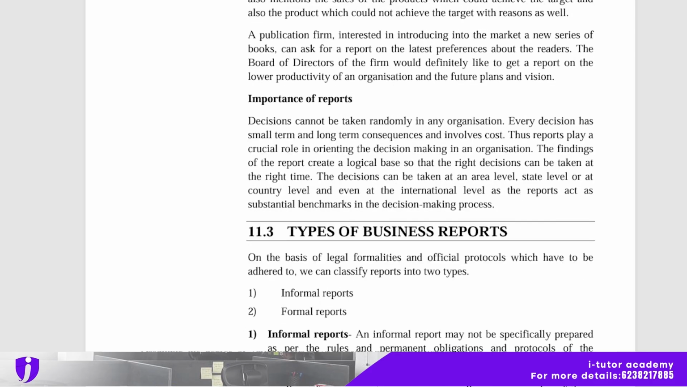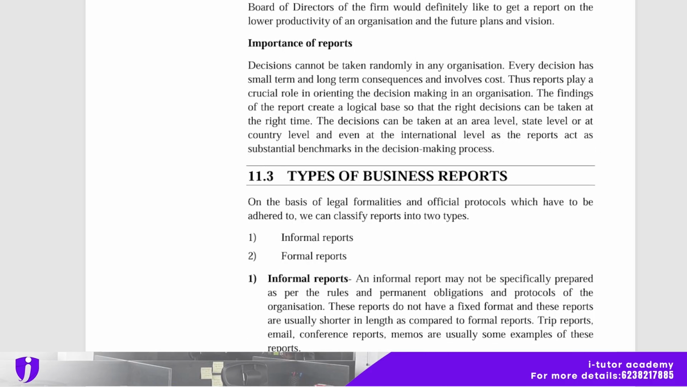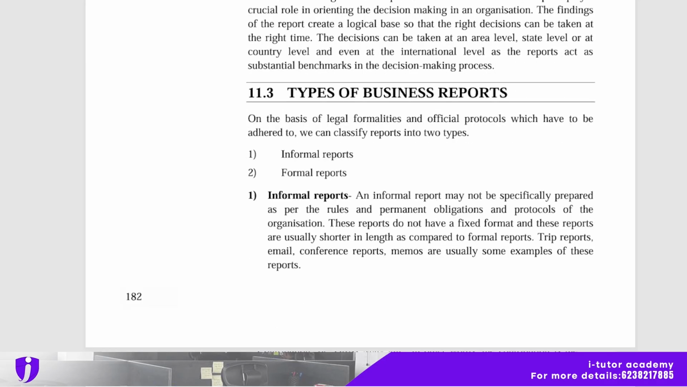And importance of report: decisions cannot be taken randomly in any organization. Every decision has short term and long term consequences and involves cost. Thus reports play a crucial role in orienting the decision making in an organization. The findings of the report create a logical base so that the right decisions can be taken at the right time. The decisions can be taken at an area level, state level, or at country level, and even at the internal level, as the reports act as a substantial benchmark in the decision making process.